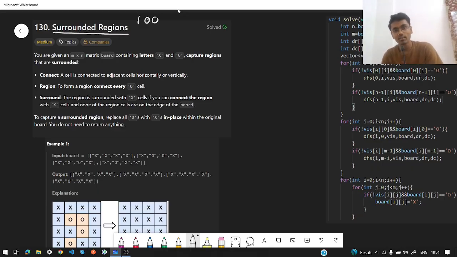So anyways, let us start with the problem. This is LeetCode problem 130, named Surrounded Regions. Let us read the problem statement first.